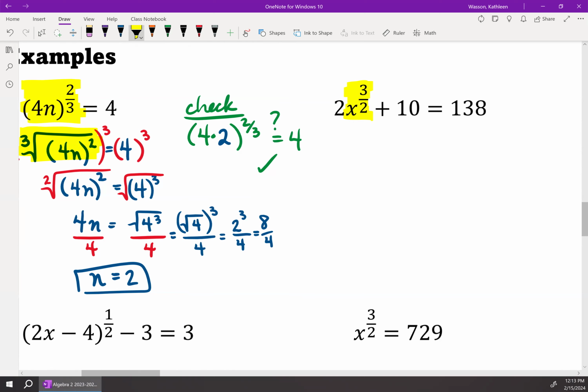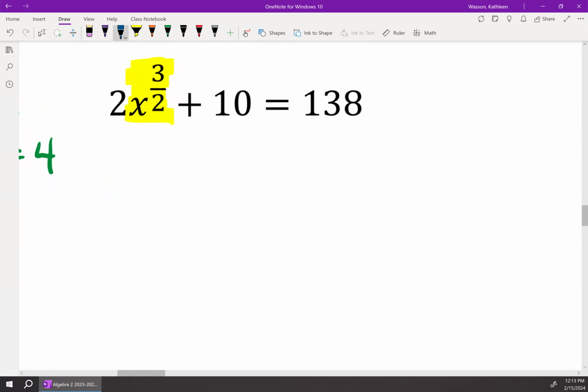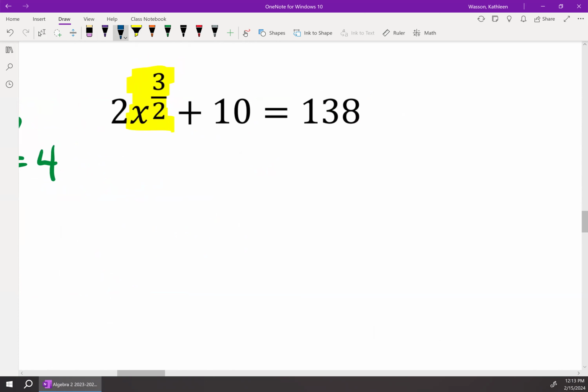So when I write this as a radical expression, the 2 will not go inside with the x because I don't have parentheses. So I'll write 2 times, x is inside the radical. My index is 2, so it's a square root, and I have third power plus 10 equals 138.